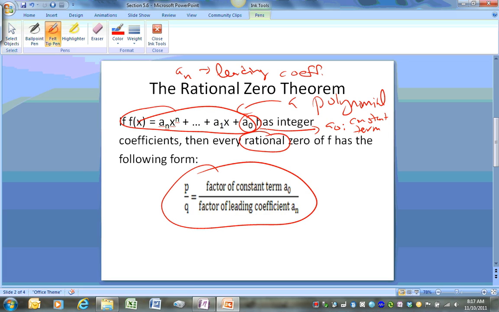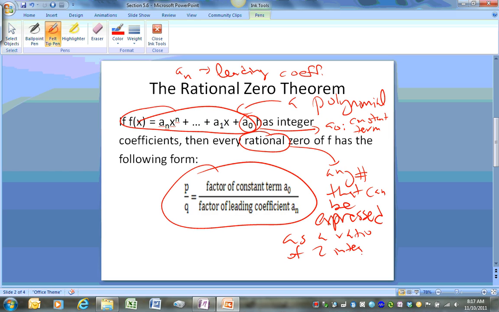But before we move on to the example, just remember a rational number is any number that can be expressed, see how messy my handwriting is? Sorry about that. It can be expressed as a ratio of two integers. That makes sense because if the constant term is going to be an integer and the leading coefficient is going to be an integer, factors of them will be integers as well. So this right here would be a rational number.